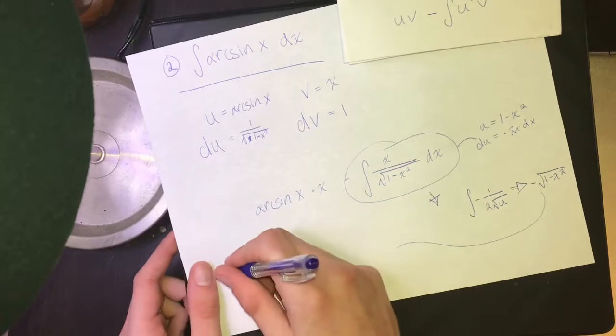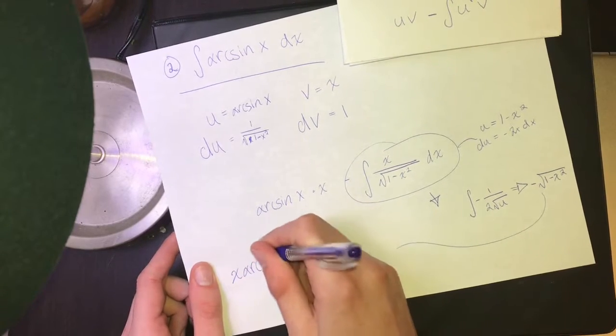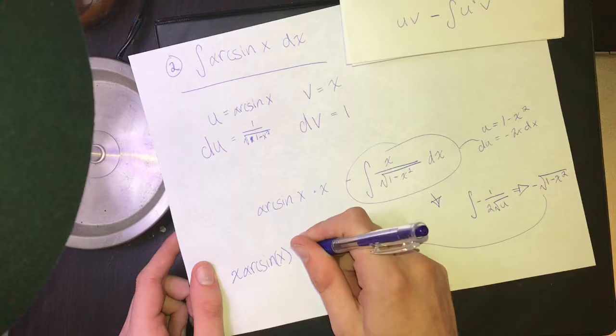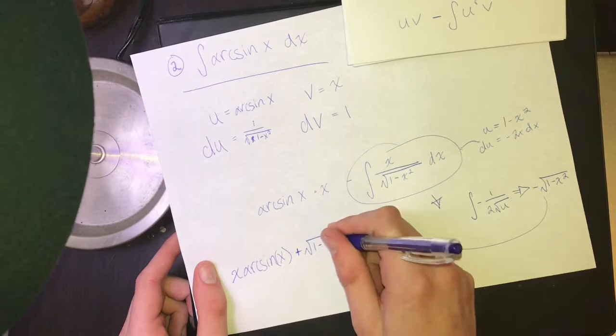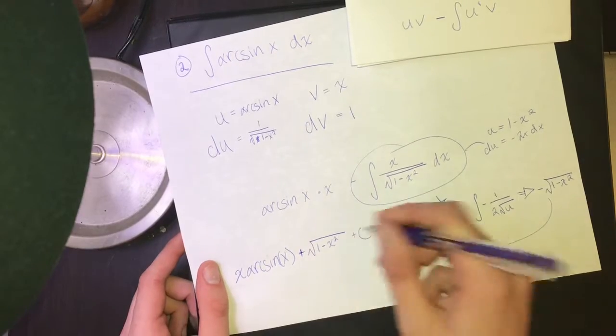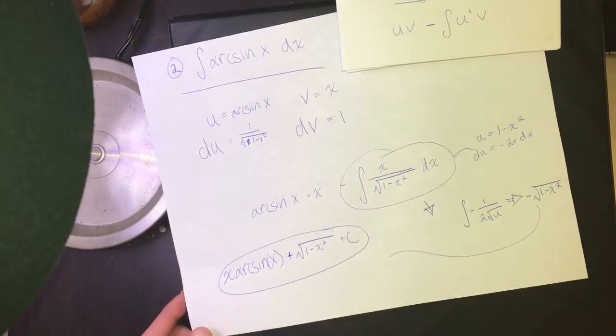And then we're going to bring that back and we're going to solve the entire thing, which will give us x arc sine of x plus, because it's minus a negative, the square root of 1 minus x squared plus c.